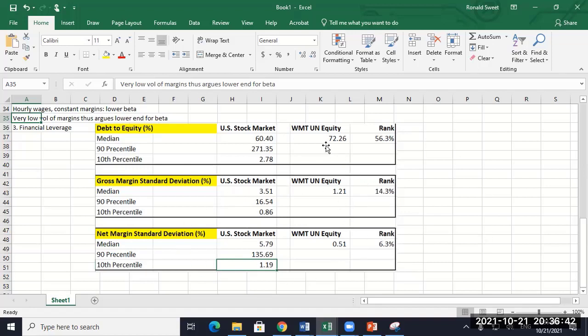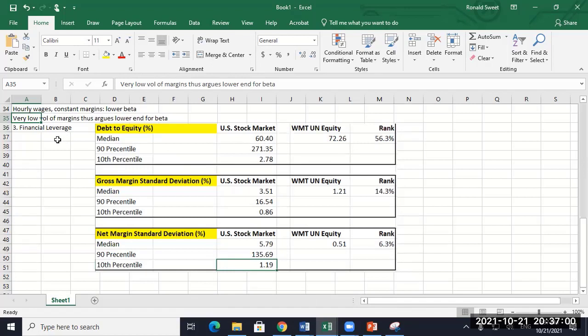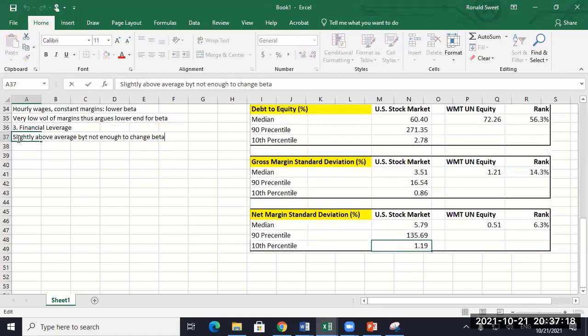I could do the exact same thing for debt to equity as well, right? I think I've had like 2 students ever do that, so no one ever does it. So I think it'd be really, really interesting. All right, when we look at the debt to equity, where did they stack up? They're slightly above average, okay? Slightly above average, but not enough to change beta. It's just not that radical.